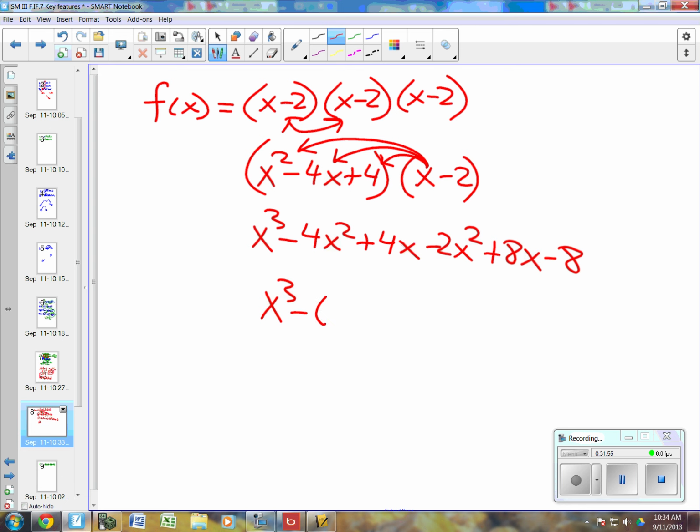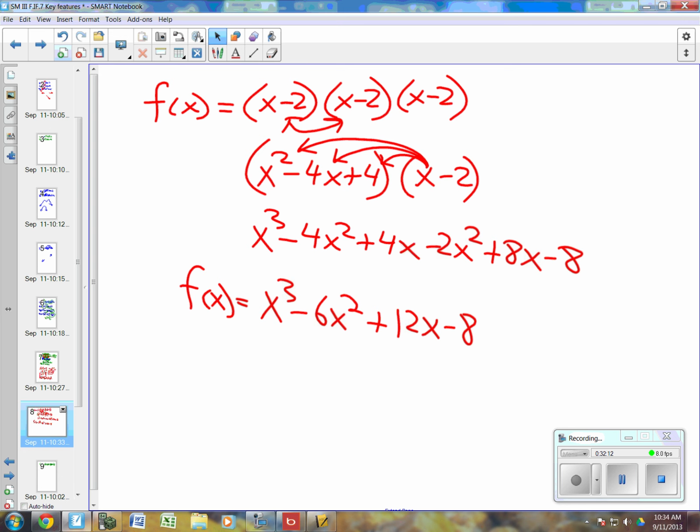If I combine like terms, I get x cubed minus 6x squared, is that right? Plus 12x minus 8. Did anybody see any mistakes I might have made? Because sometimes I do that. Anybody see any? Because if we go to graph this and I made some mistakes, we'll be wondering what's up. Everybody got that?